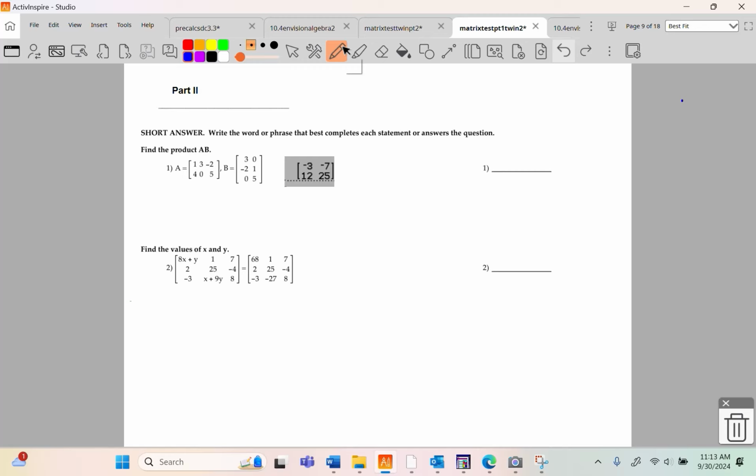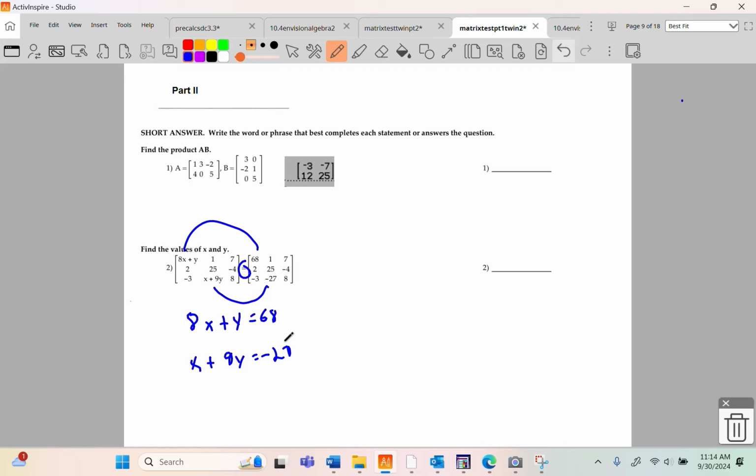We're going to line up, see the equal sign? This means that corresponding pieces are the same. So 8x plus y is 68. And then I have this guy down here that says x plus 9y is -27. Now, it's not really that bad. It's just a 2-variable system.